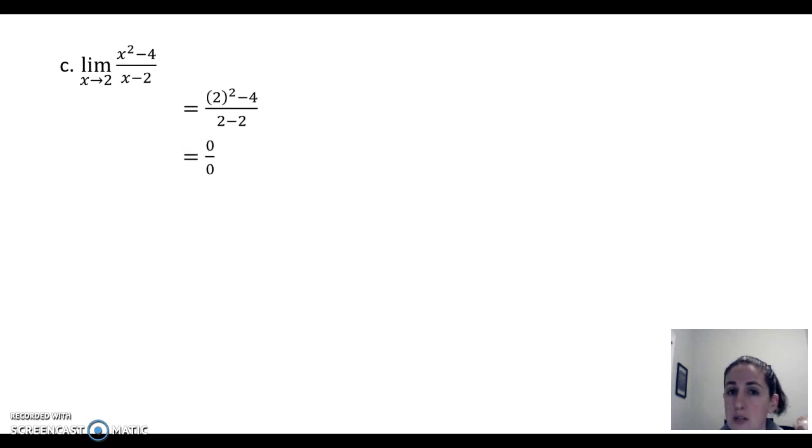Let's try another one. The limit as x approaches 2 of x squared minus 4 over x minus 2. Now, what happens when we do direct substitution? We plug in x equals 2, we get 2 squared minus 4 over 2 minus 2, which gives us 0 over 0. That is an indeterminate form. We refer to that as being undefined. That doesn't mean that the limit doesn't exist. That just means that direct substitution didn't work, and we're going to need to try another method.